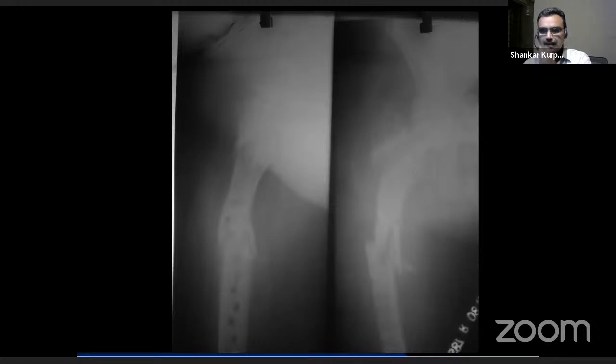Apologies for this rather bad quality X-ray. The technician blamed the patient and the patient blamed the technician, but at the end of the day, this is the X-ray we got.